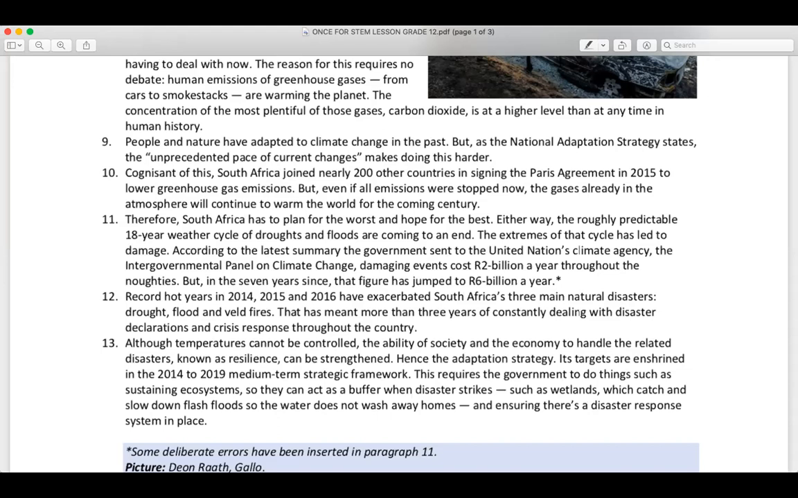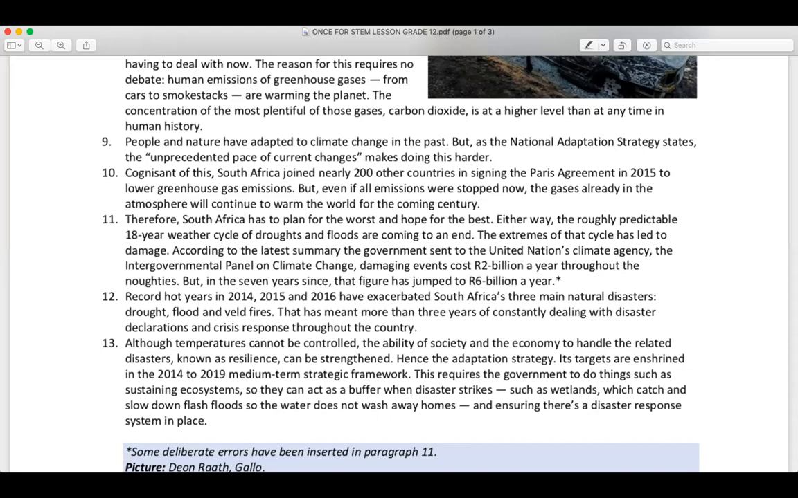Record hot years in 2014, 2015, and 2016 have exacerbated South Africa's three main natural disasters: drought, flood, and veld fires. That has meant more than 3 years of constantly dealing with disaster declarations and crisis response throughout the country. Although temperatures cannot be controlled, the ability of society and the economy to handle the related disasters, known as resilience, can be strengthened. Hence, the adaptation strategy.